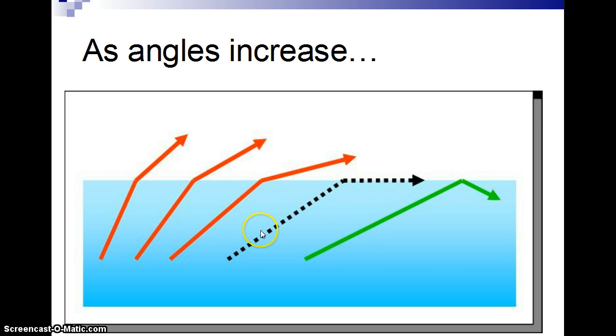And then if you go above this critical angle, so the dashed line here represents what's called the critical angle, you get what's called total internal reflection. So the light, instead of escaping, all of it bounces in. The surface of the water acts like a perfect mirror.